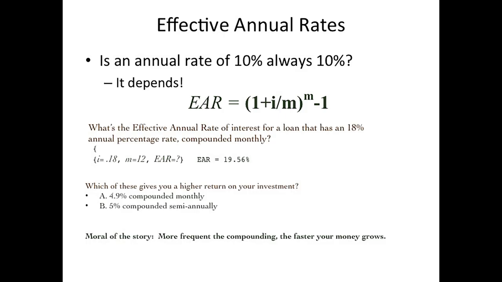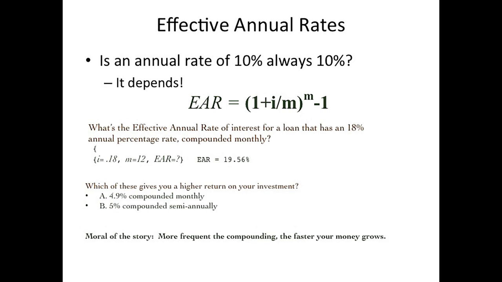What is the effective annual rate of interest for a loan that has an 18% APR compounded monthly? Here your I is 0.18, 18% reduced to its fractional form, and M equals 12, and therefore your effective annual rate is almost 20%. Notice that it's different from the APR. The APR is 18%, while the EAR is almost 20%. The reason for that is the compounding frequency: the effective rate is fairly significantly greater than the APR.